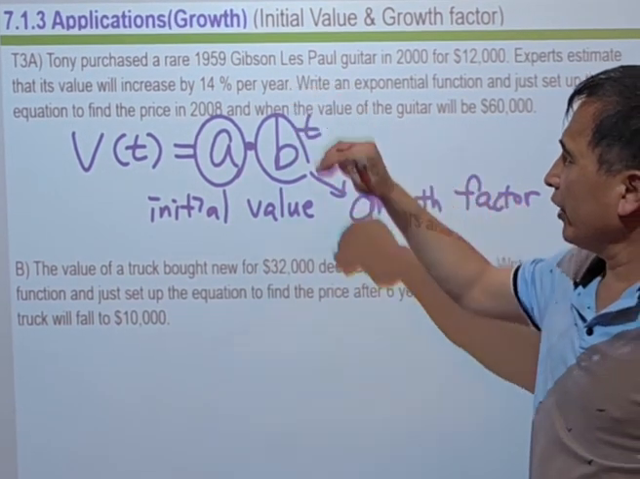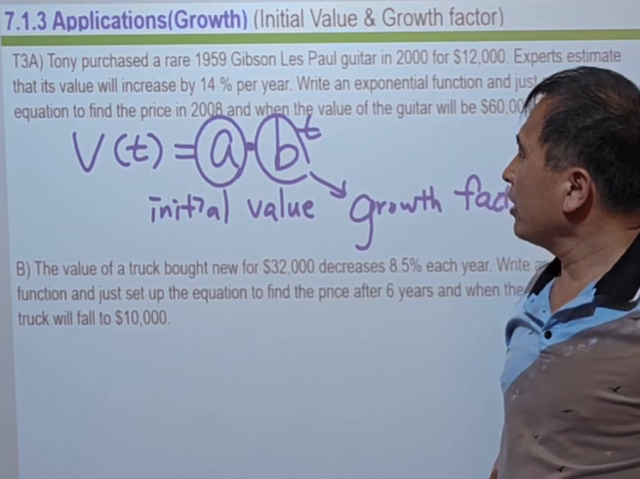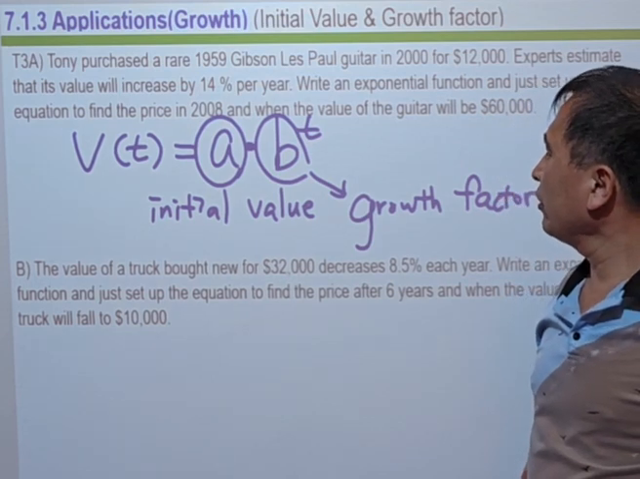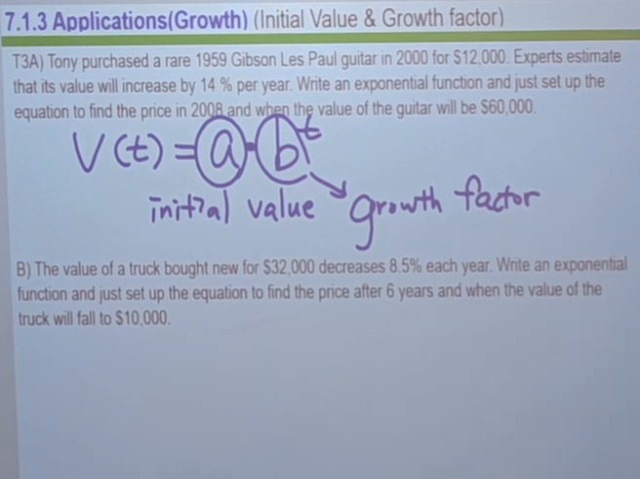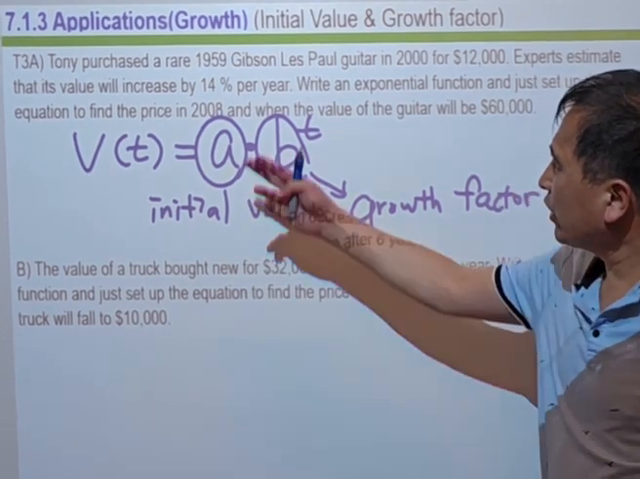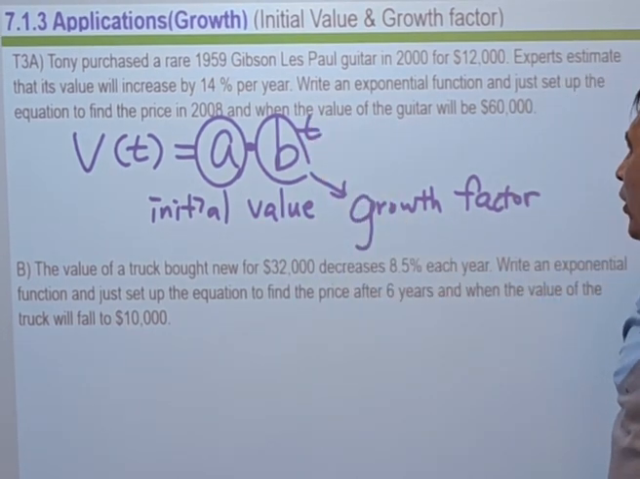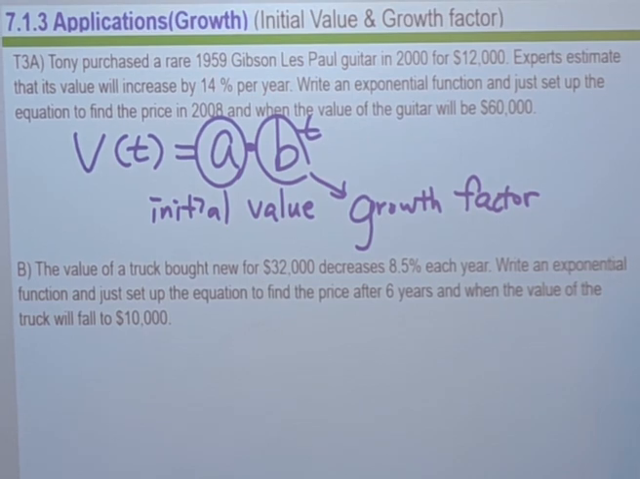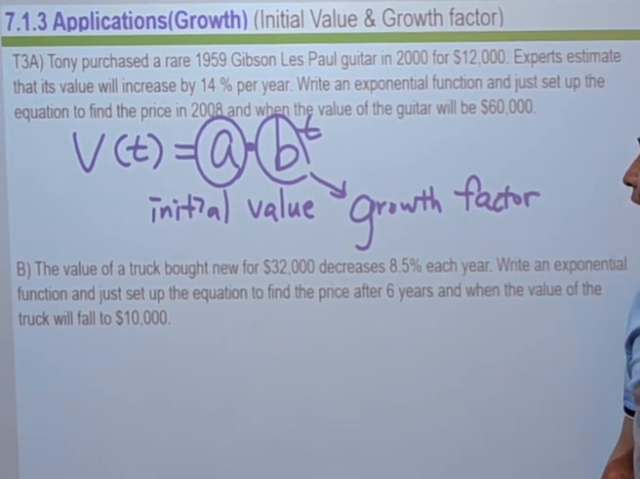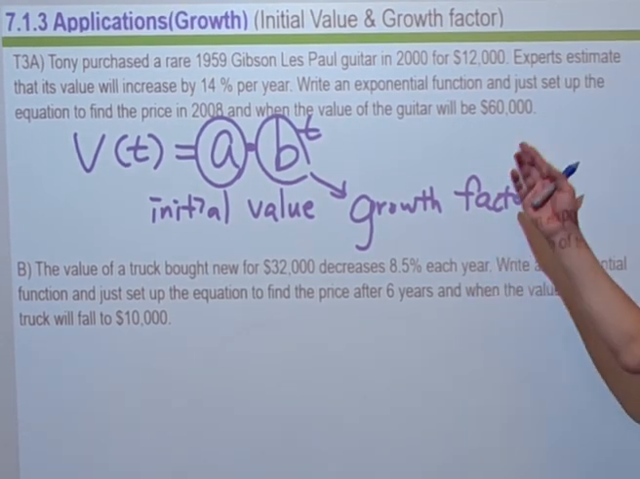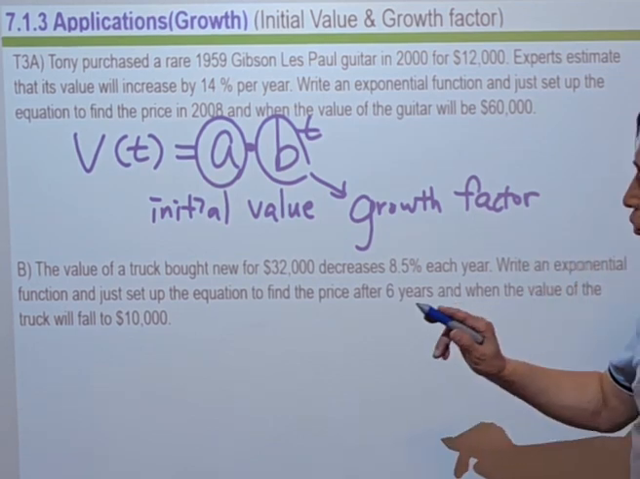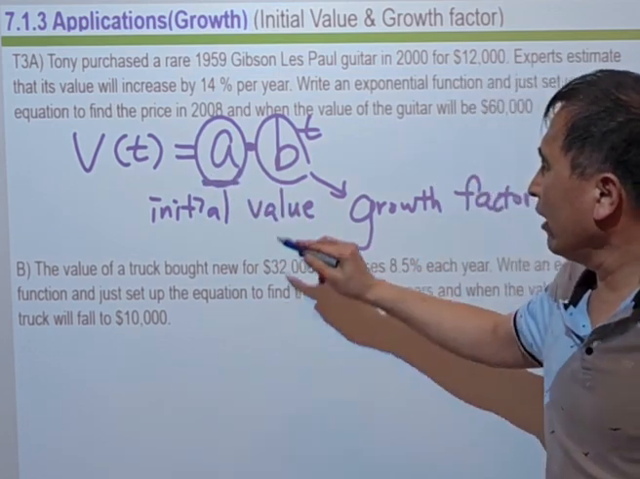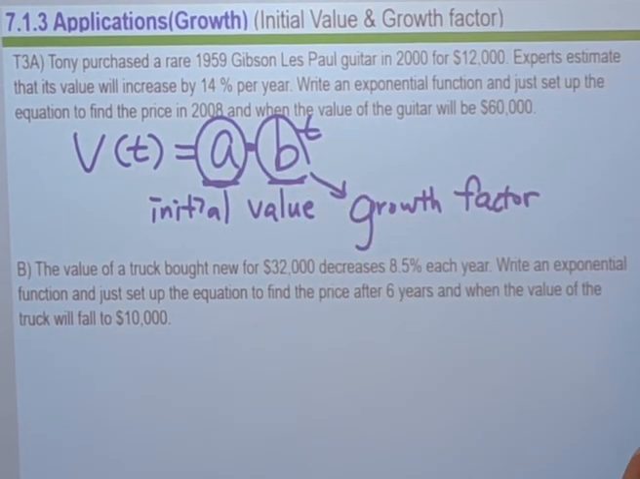So let's read the question right here. Tony purchased a rare 1959 Gibson Les Paul guitar in 2000 for $12,000. Experts estimate that its value will increase by 14% per year. Write an exponential function and set up the equation to find the price in 2008 and when the value of the guitar will be 60,000. So let's set up the exponential function first. To do that, let's find the initial value and the growth factor.